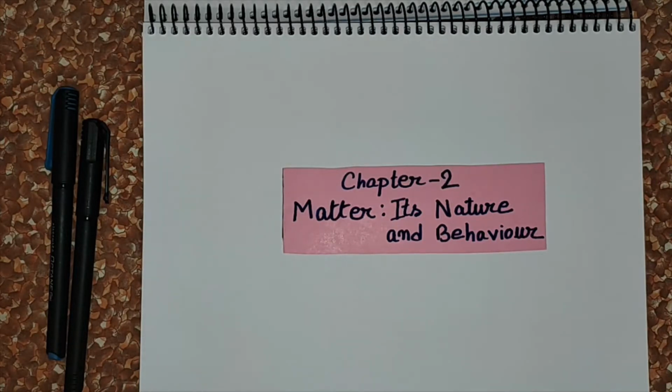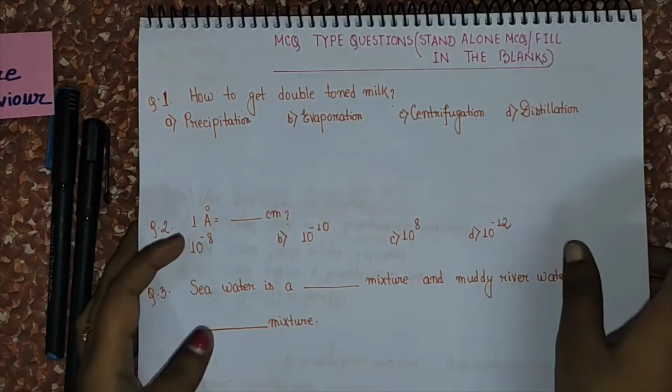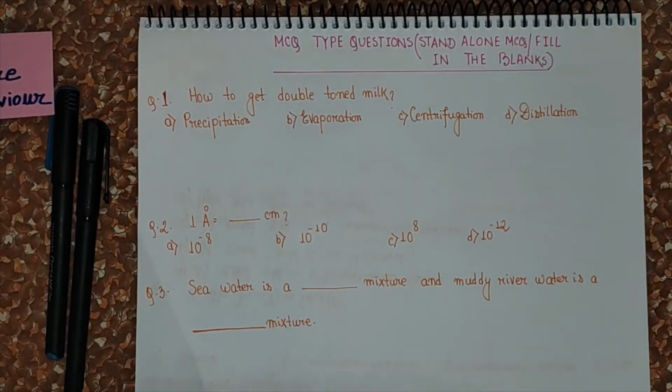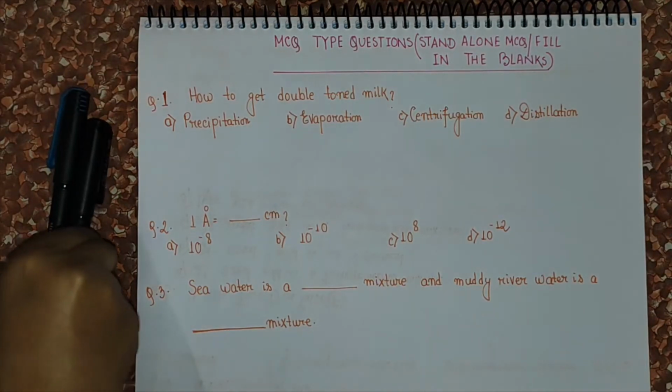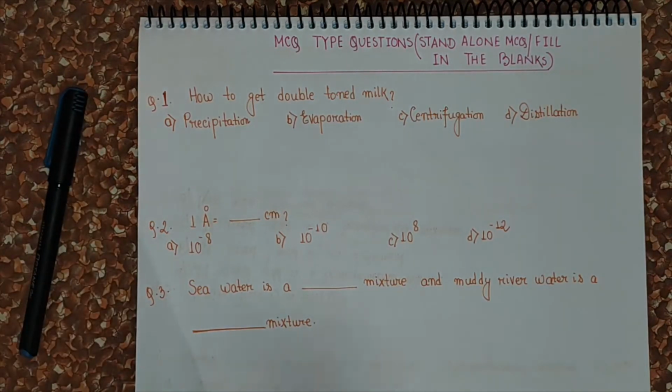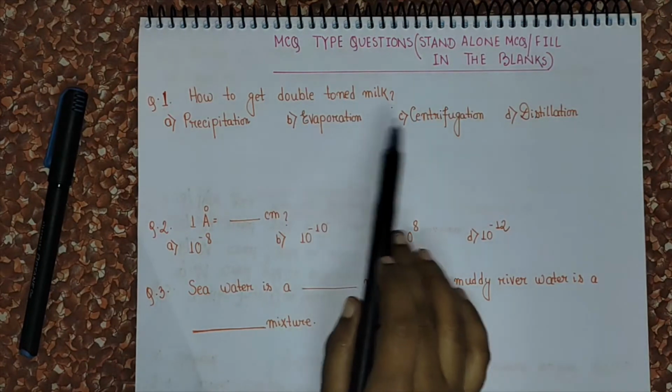So let's get started. Here today we will discuss some question answers from chapter number 2, that is matter, its nature and behavior. So here are some MCQ type or standalone MCQs and fill in the blanks type questions for you. So the first question, as you can see, is how to get double toned milk.